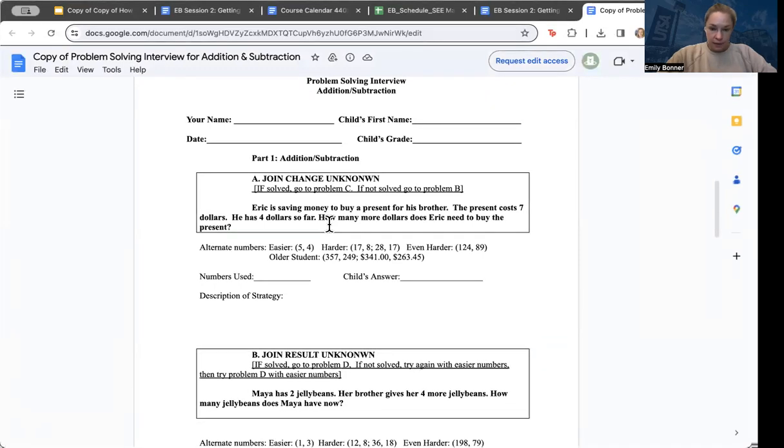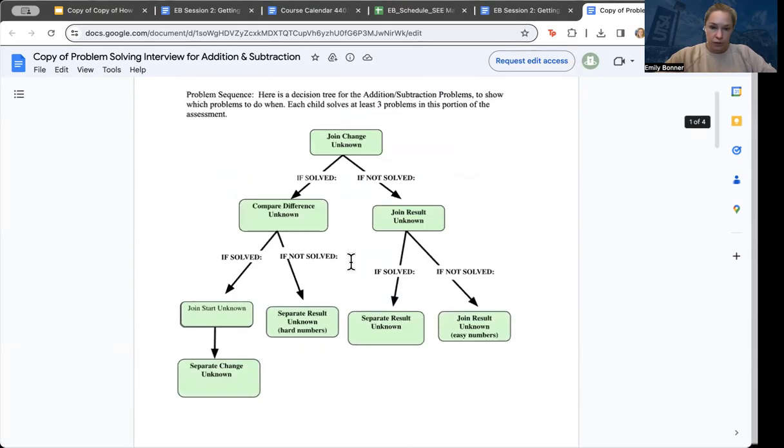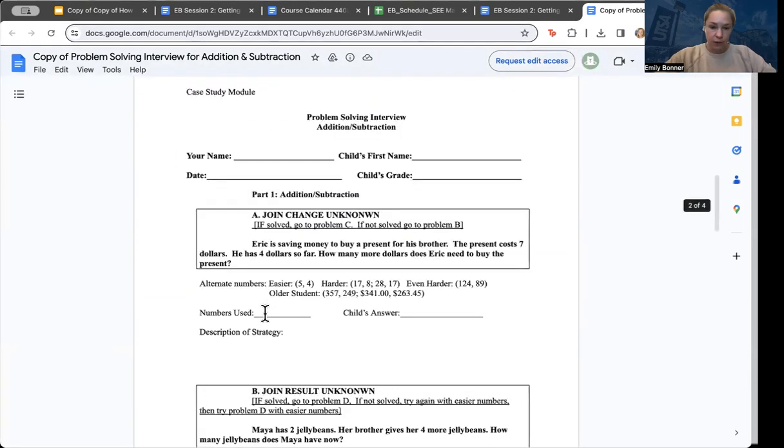The problems here are using medium level numbers. If you are in a higher grade level and you want to use addition, subtraction, you can go harder. Or if you're with a kinder class, you can go easier. You can also adjust. If you wanted to do a join, change, unknown using the medium numbers and they solve it super fast, you can try with harder numbers just to see what happens. So totally up to you. Each problem type is labeled here. We started with join, change, unknown. Let's say they do solve it correctly, then you would go to the compare problem.